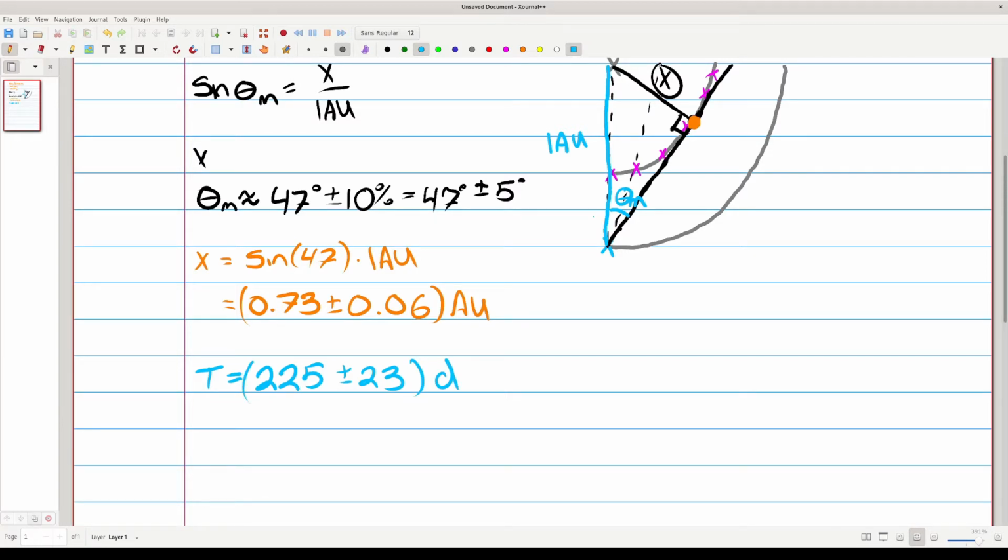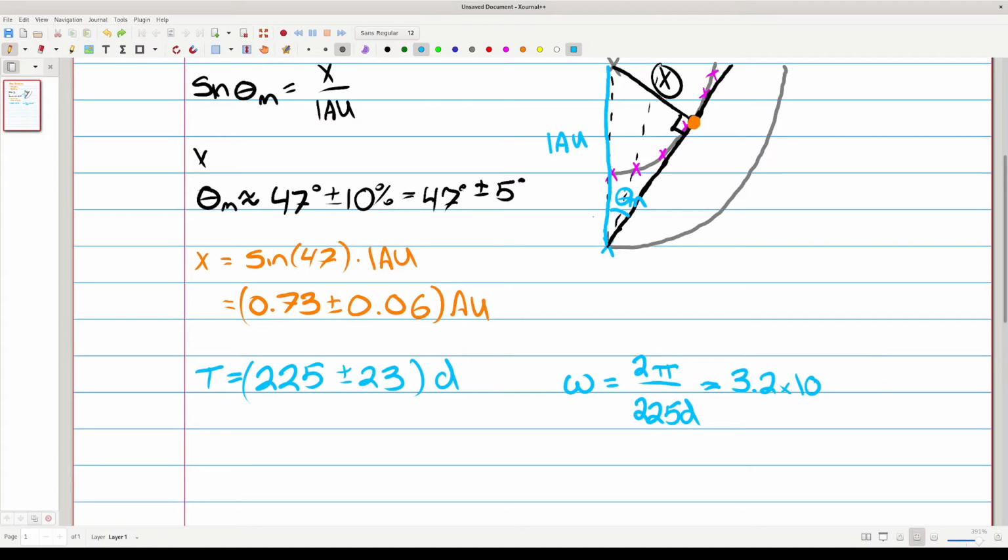As well, then we can find out its angular velocity. So we can get that omega is 2 pi over this. I'm not going to write the uncertainty, but I'll write it at the end after the propagation. Over 225 days. I'm going to convert this to seconds behind the camera. And this works out to be 3.2 times 10 to the negative 7 radians per second.